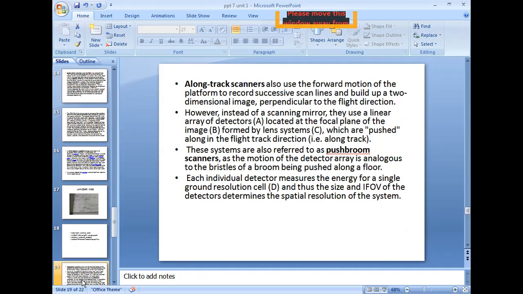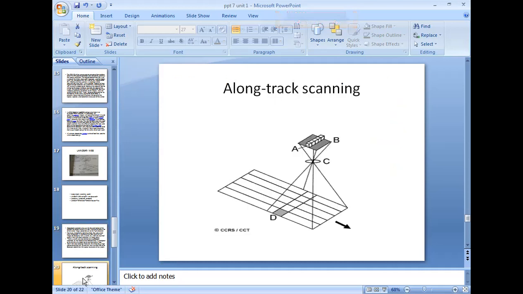Along-track also uses the forward motion of the platform to record successive scan lines and build up a two-dimensional image perpendicular to the flight direction. In this system, the linear arrays of detectors are located at the focal plane of an image formed by the lens system, which is pushed along the flight track direction, that is, along track. That's why its name is along-track. In this figure you can see the along-track scan system, in which the scanner moves perpendicular to the direction of the flight.